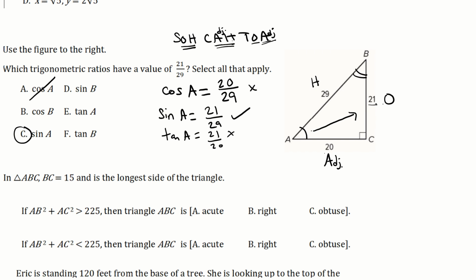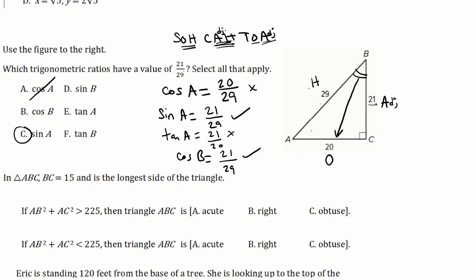Now let's do the ones with B. So now this is going to be B. So I'm going to erase these so you don't get confused. So what's the opposite of B? The opposite of B is 20. And then this is still the longest side. The hypotenuse is always the longest, so that's not going to change. And then this has to be adjacent by default. So let me erase this line so we can just focus on B. All right, so cosine of B is adjacent over hypotenuse. Now adjacent is now 21, so adjacent over hypotenuse is 21 over 29. Oh, that matches up with that.